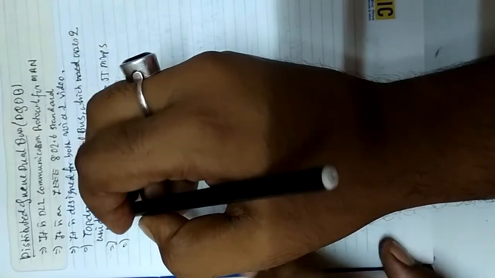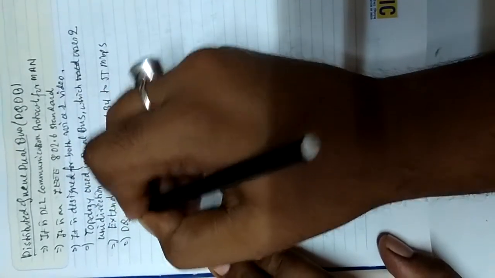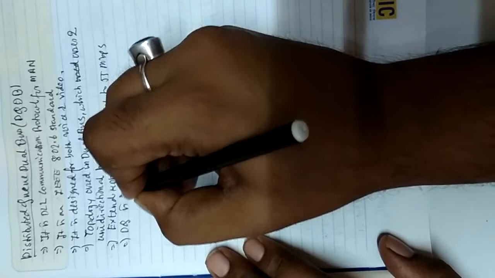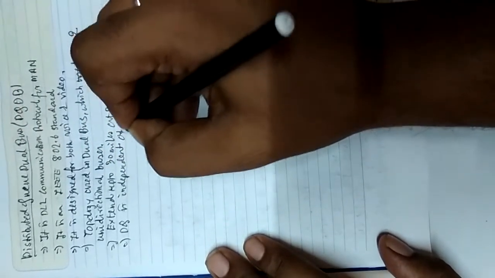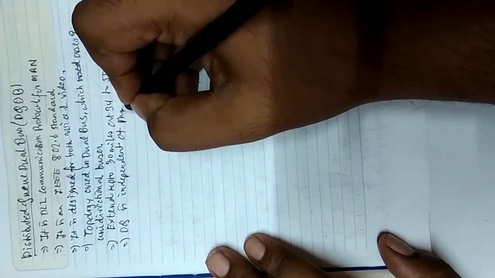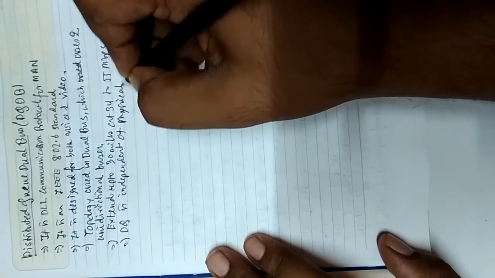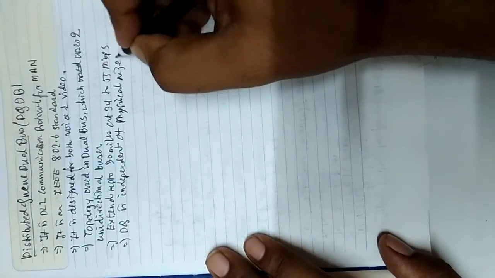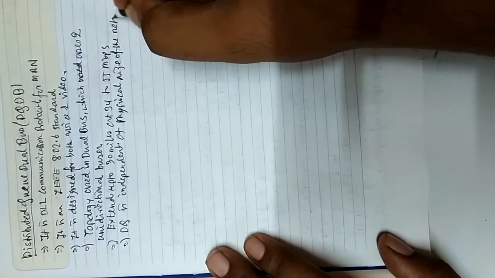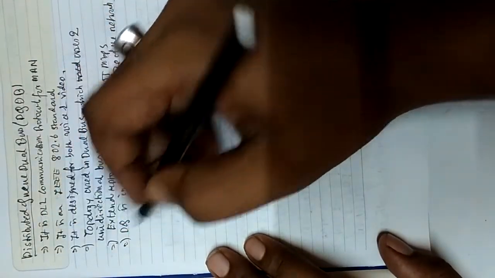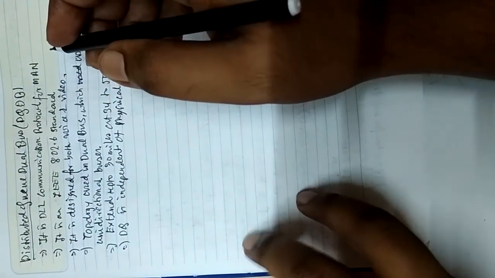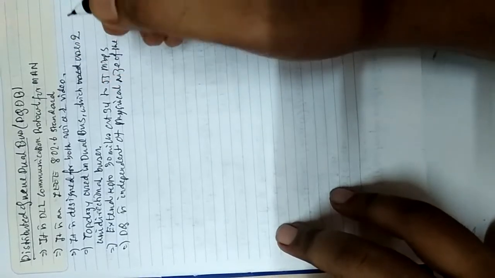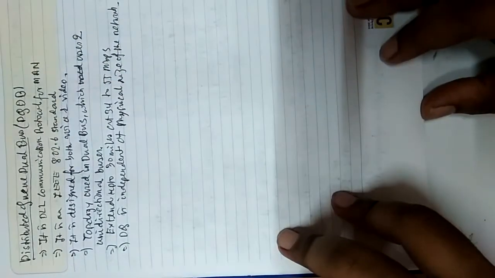And another is that the distributed queue is independent of the physical size of the network. So these are some characteristics of DQDB. Okay. So here let us draw how this DQDB basically works.